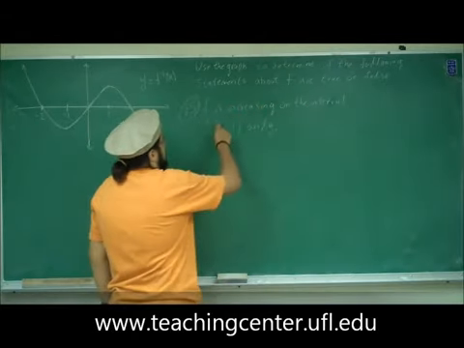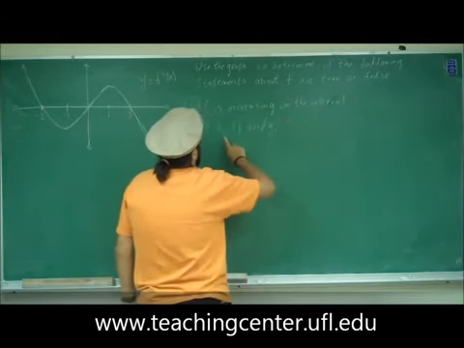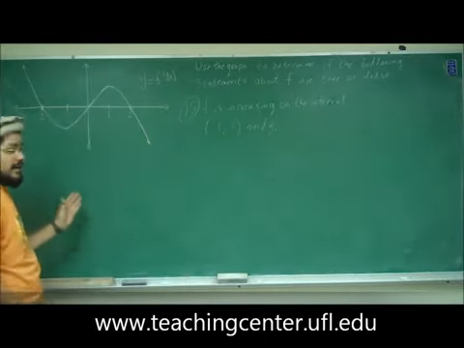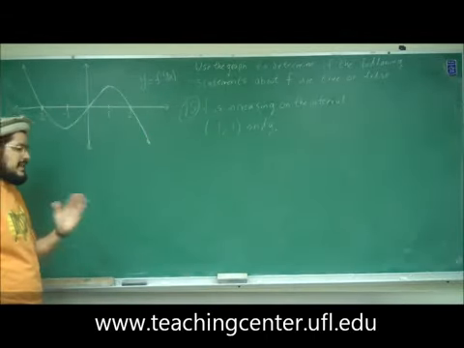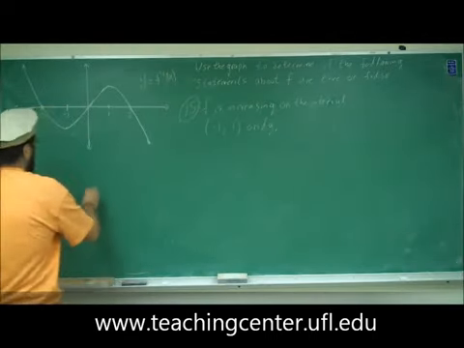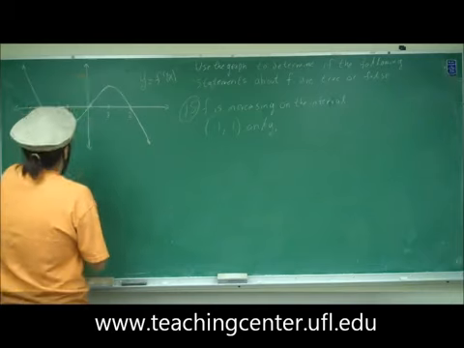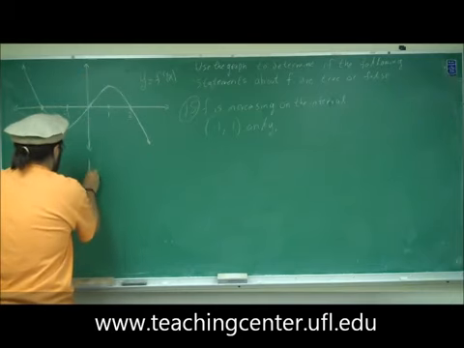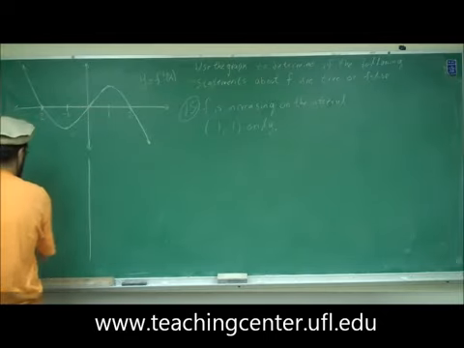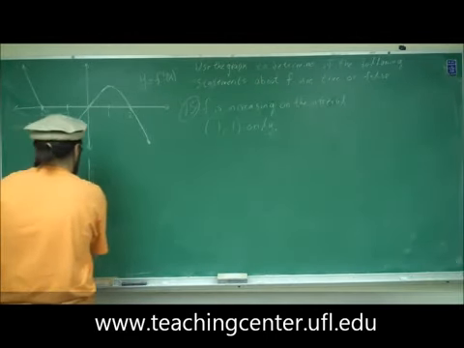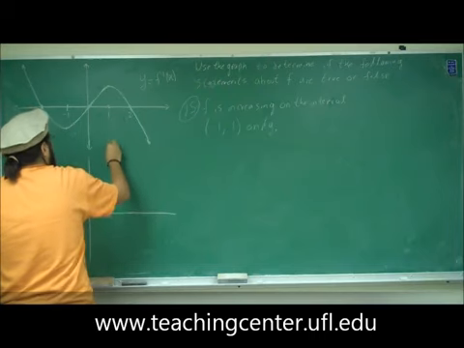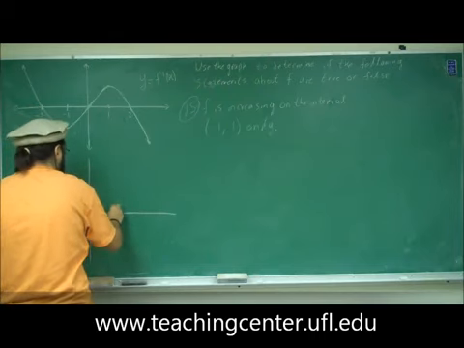So 15, f is increasing on the interval -1 to 1 only. Alright, if we can graph the original function, we can easily answer all these questions from 14 to 18. Alright, so what I'm going to do is draw another coordinate plane right here, right exactly under this graph. And I'm going to get all these points and line them up.